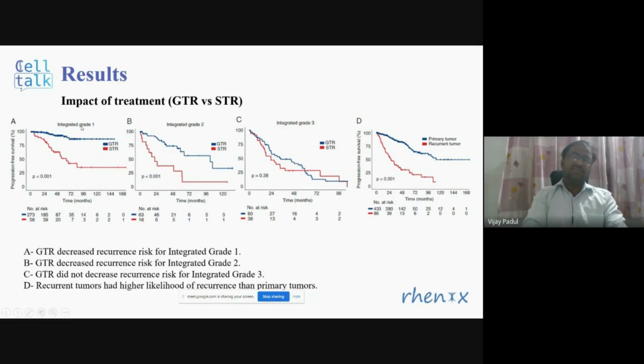And here the classification is based on the integrated grade: integrated grade 1, integrated grade 2, and integrated grade 3. So the difference is much more prominent in integrated grade 1 and grade 2 as compared to grade 3, because grade 3 itself are more aggressive tumors. So here, comparing primary tumor and recurrent tumor, primary tumors show very less probability of recurrence as compared to the recurrent tumor. That means recurrent tumors are more prone to recur again after the surgical resection.